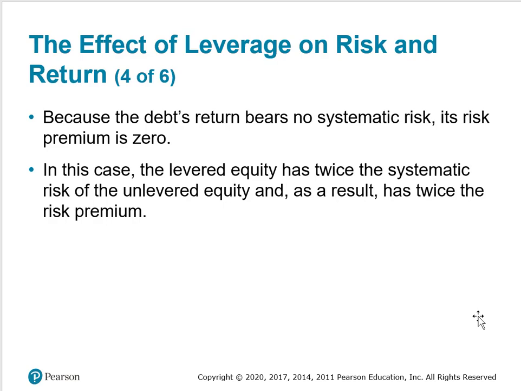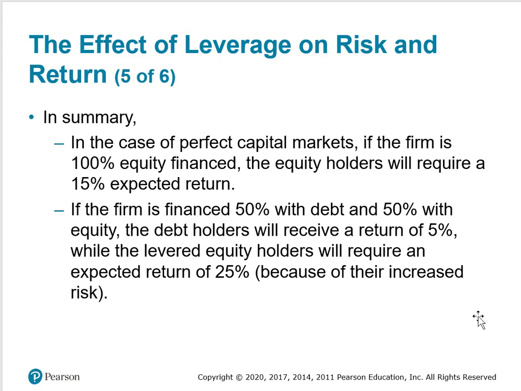Because the debt's return bears no systematic risk, its risk premium is 0. We've talked about that many times. And again, in this case, the levered equity has twice the systematic risk of the unlevered equity. So that means it has twice the risk premium. So again, what does this mean in the end?